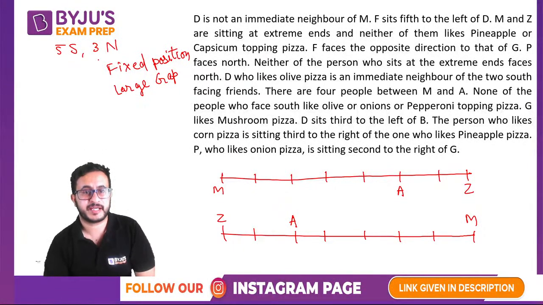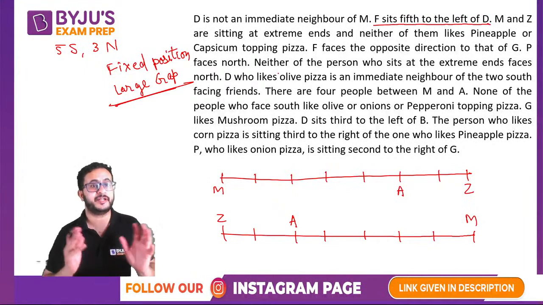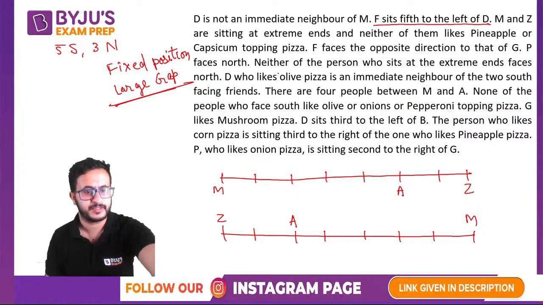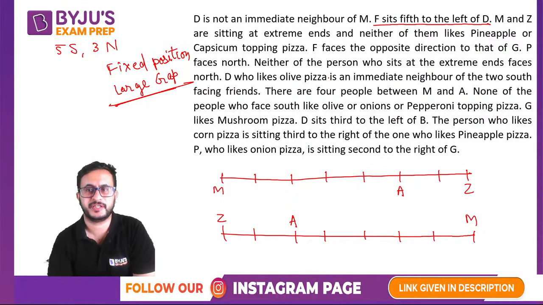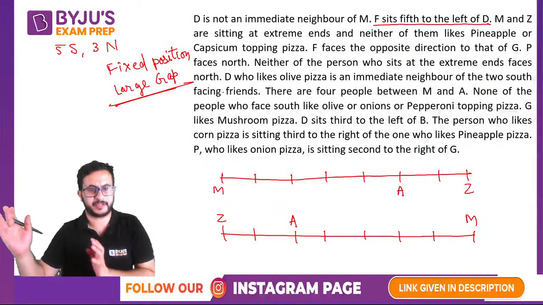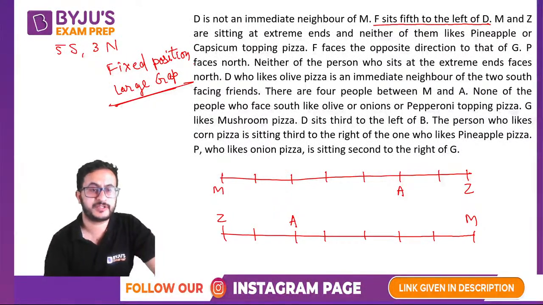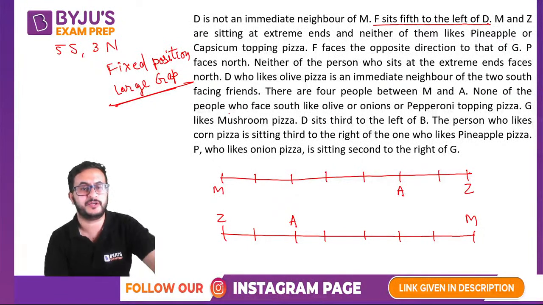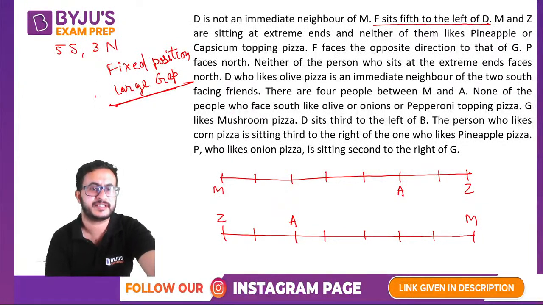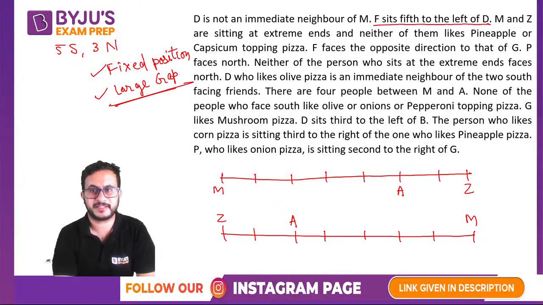But if you see a large gap, by large gap I mean statements like this: F sits fifth to the left of D. Okay, you will not get too many cases, isn't it? If I say F sits fifth to the left of D, the fifth one will be sitting quite far, right? So you will not get that many cases. So first of all, look for fixed position. If you are not able to get any fixed position, then look for other factors like large gap. This should also be taken up in the beginning itself, right?